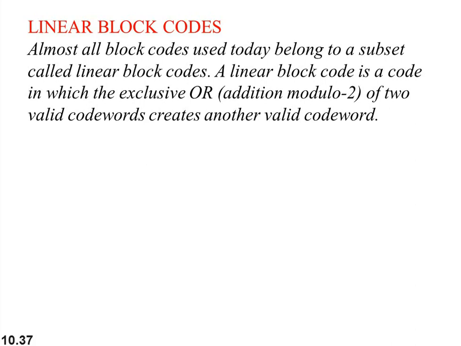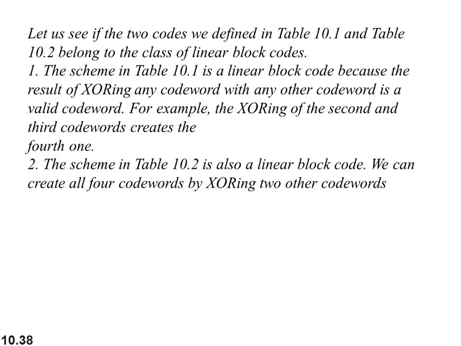You are familiar with linear block codes from your digital communication; you have already studied these kinds of codes. Almost all the block codes used today are subsets of linear block codes. A linear block code is a code in which an exclusive OR, that is, a modulo 2 operation, is used to generate a valid code word. You can see the example of tables 1 and 2 that we have already seen.